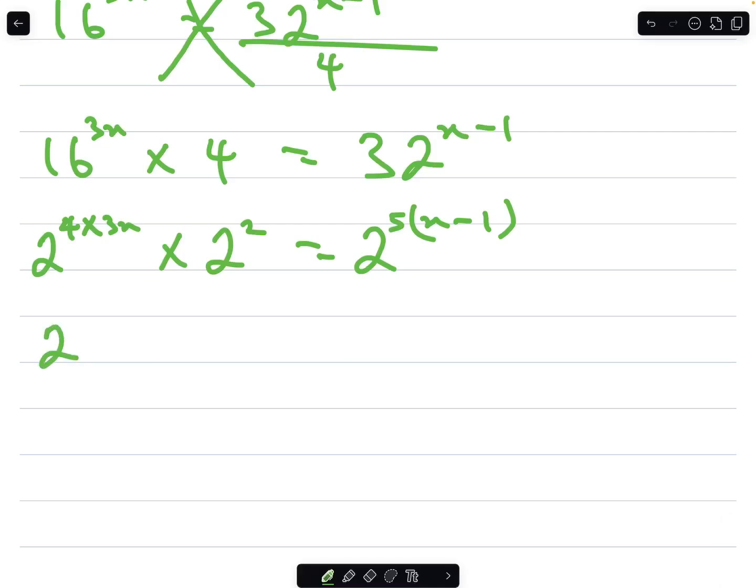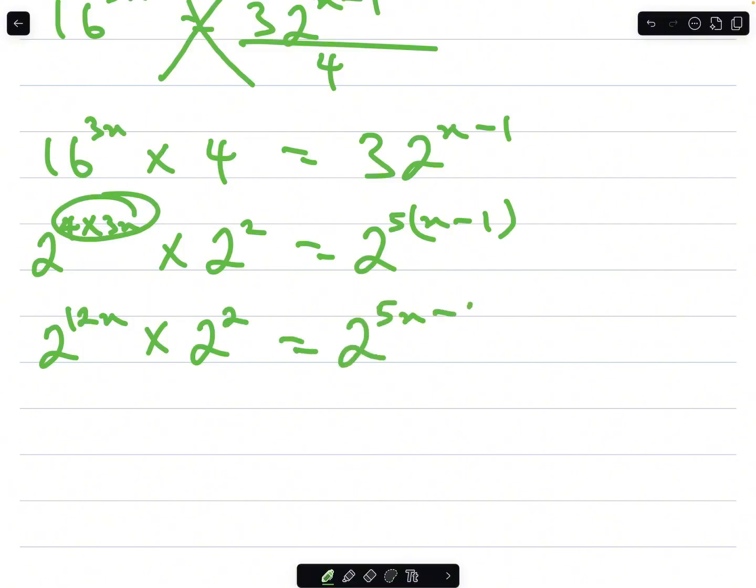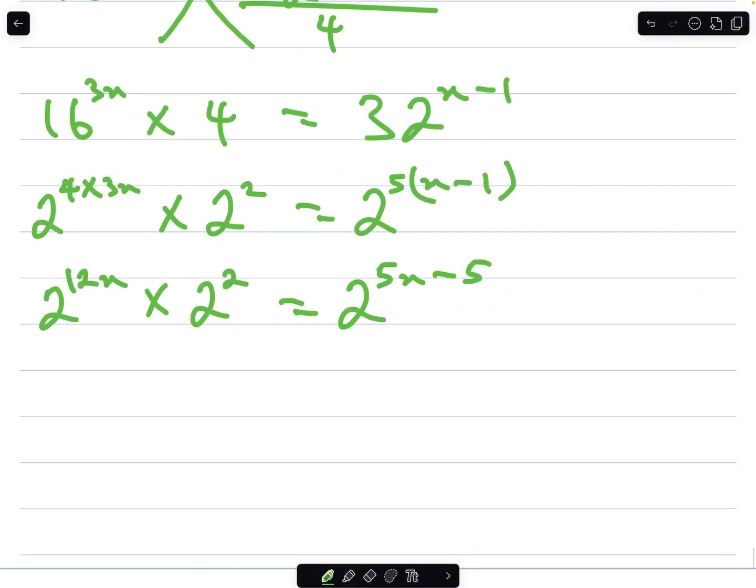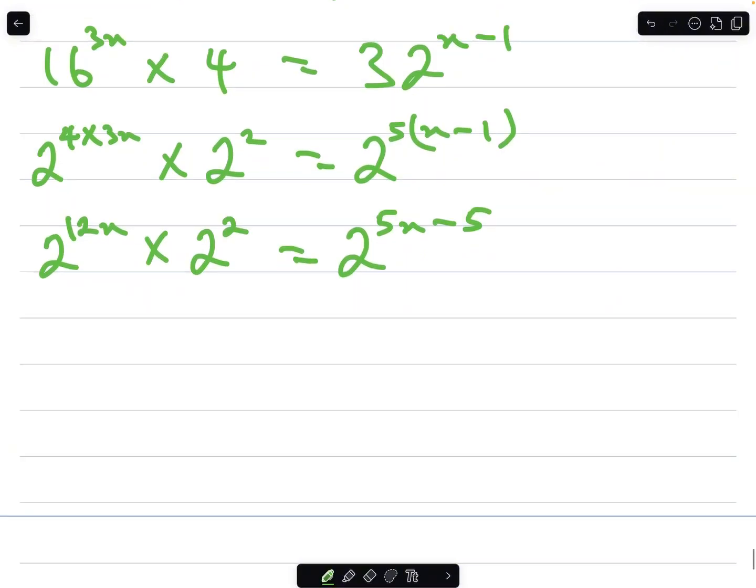And that means what? 2 raised to the power 4 times 3x, 12x, beautiful. Times 2 raised to the power 2 equals 2 raised to the power 5x minus 5. Fantastic. Slowly and steadily. You don't have to be in a hurry. Hurriedness will just land you in a pit. Is that clear? Yes.